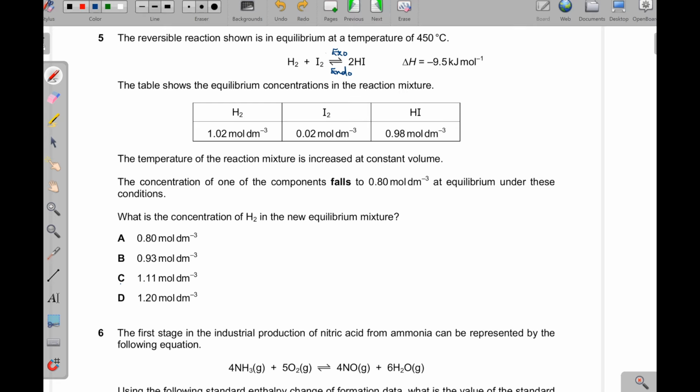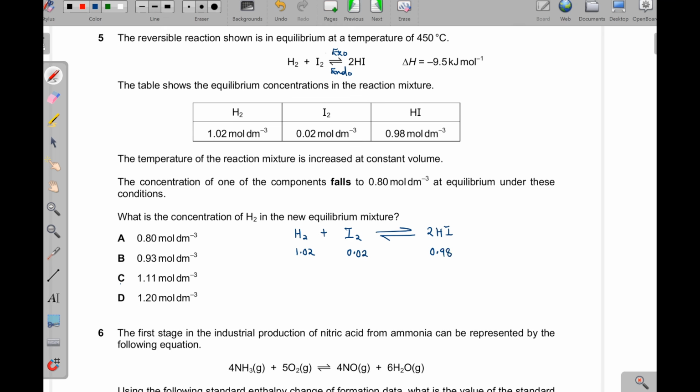Now let's continue. So I'm going to have my hydrogen here. Then I have iodine. And then this side we have hydrogen iodide. So at equilibrium, before increasing the temperature, those are the concentrations we have. So we have 1.02, then here you have 0.02, then this way you have 0.98.